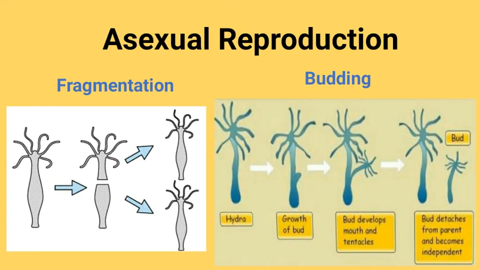Asexual reproduction occurs in different ways like budding and fragmentation. Here we have an example of hydra. Hydra also undergoes budding as well as fragmentation. So by means of these processes, parent cells give rise to daughter cells.